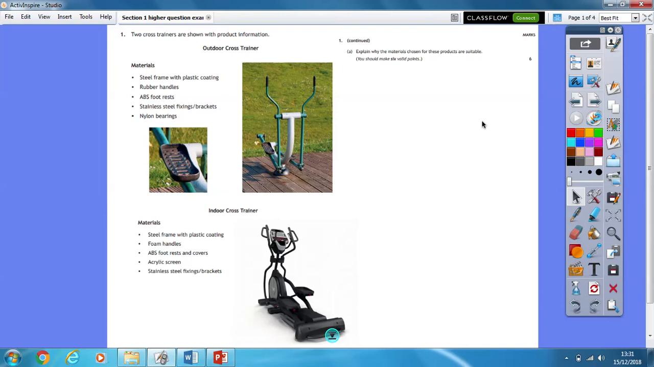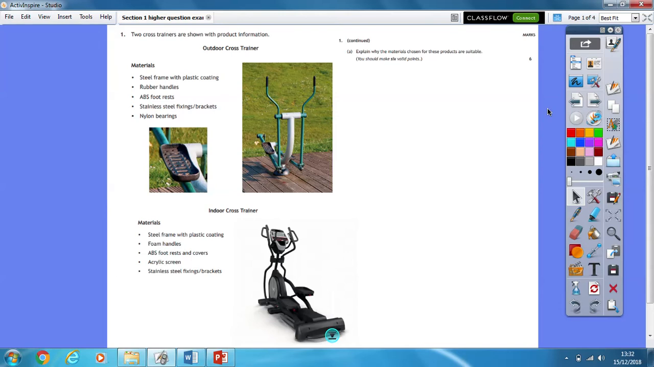What the SQA do is they'll give you two products, similar products, and for each product they'll give you a specification which will include the materials used in these products. And what you have to do is identify reasons why these materials have been used for various components of the product. So let's have a look at this question here, which is taken from the 2017 paper.